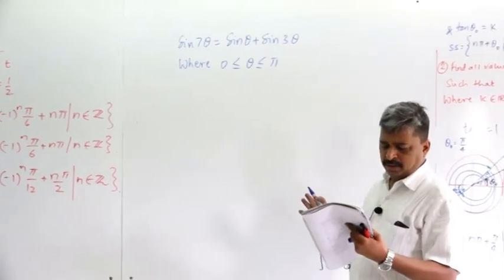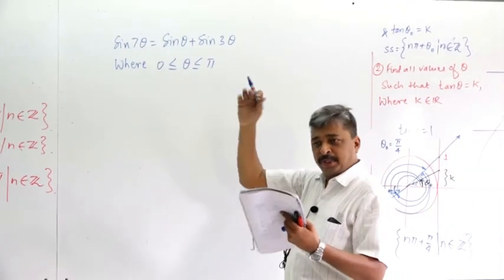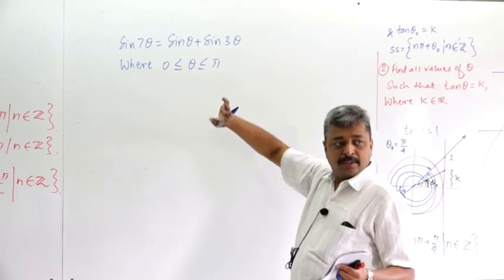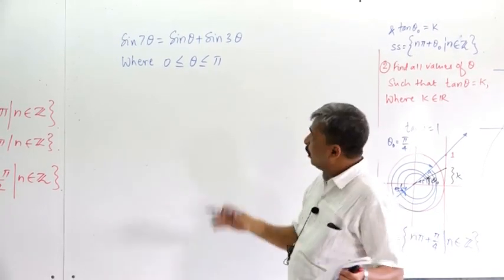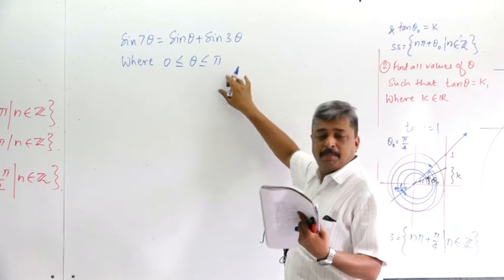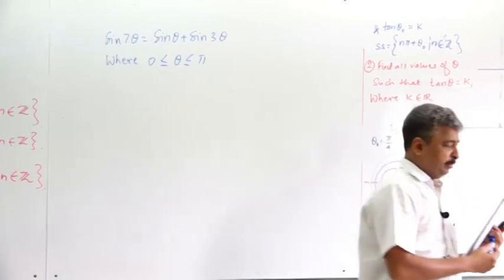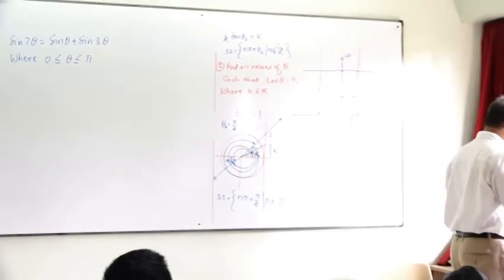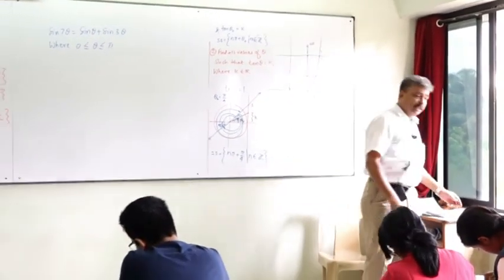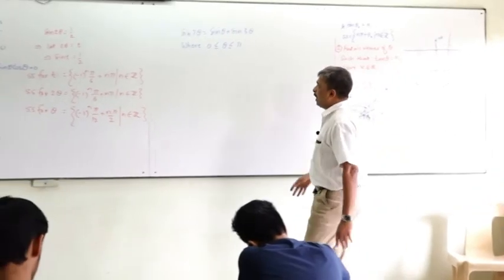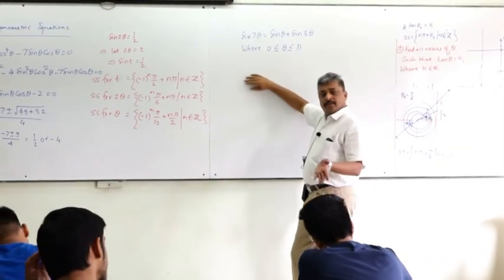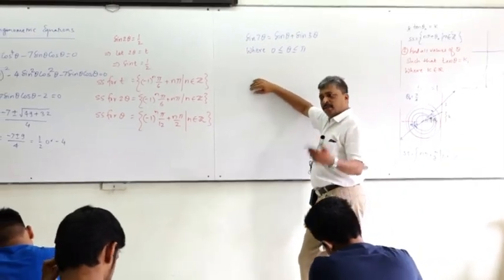Now this is not find all values of theta belonging to R. They are saying find all values of theta, but between 0 to pi, not all. So maybe we can list them also. If there are finitely many and that number is small, we can list. But the most tricky part is how do we get into a quadratic equation or an equation which we can solve.